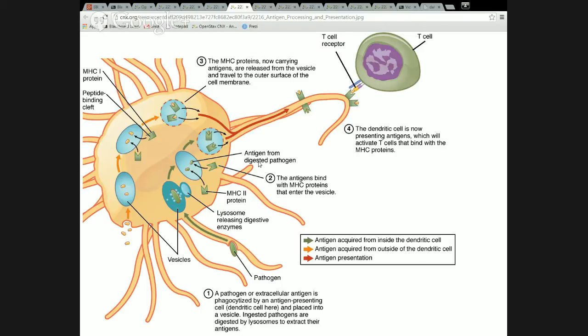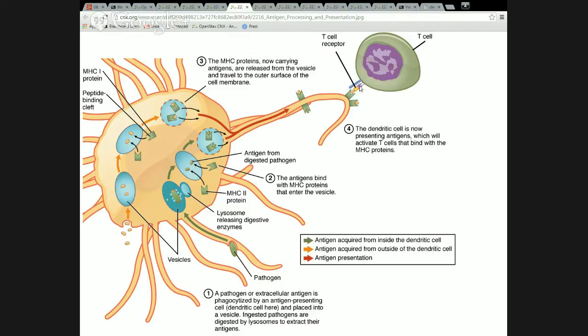Now, when MHC is combined with the pieces of the digested pathogen, that is then presented on the surface of the antigen-presenting cell to a T cell. And the T cell receptor recognizes the chunk of the antigen. So this chunk of the antigen would be the antigenic determinant of whatever this original pathogen was. Okay? And this happens to be the T cell that has the T cell receptor that recognizes that specific antigenic determinant.